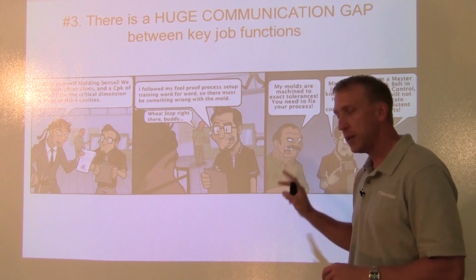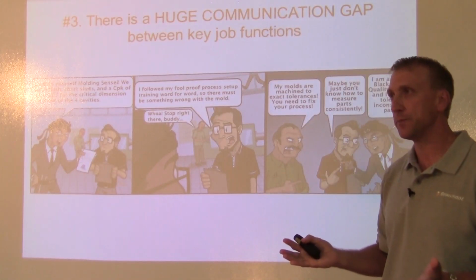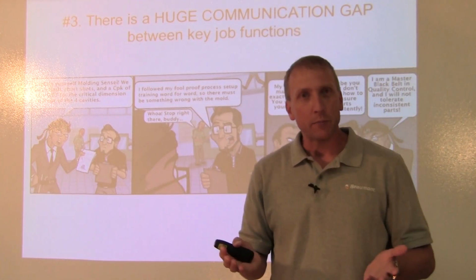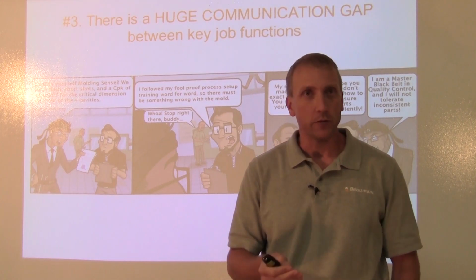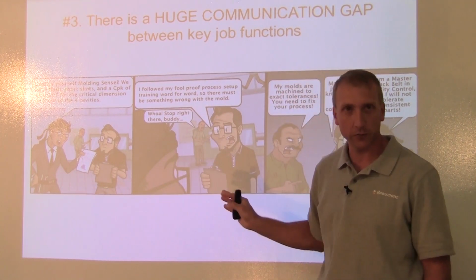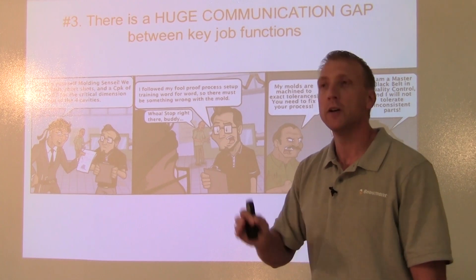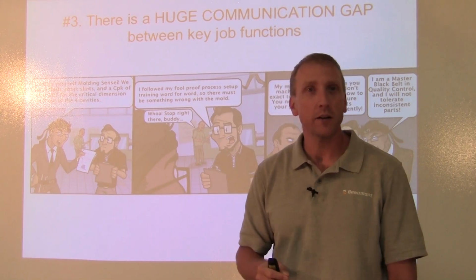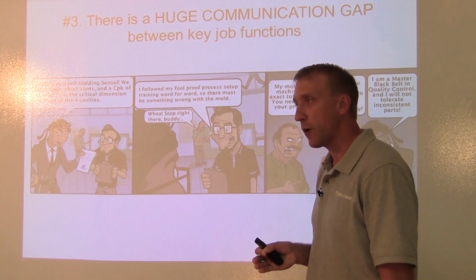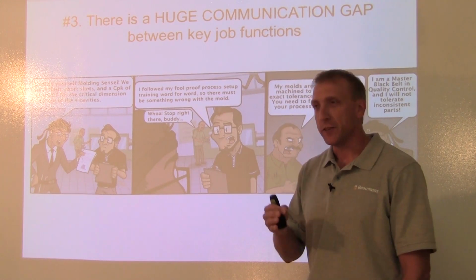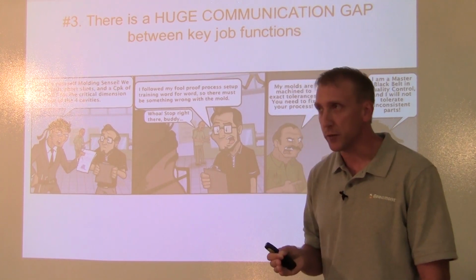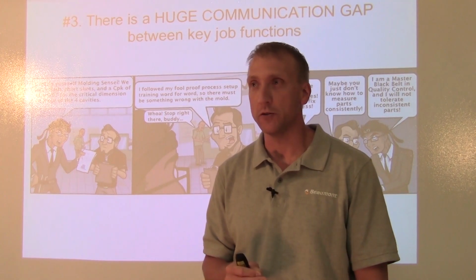Now each one of these people has a specific job function, but they all overlap in one area, and that's plastic flow. And nobody up here is talking about plastic flow. What's the first thing they jump to? The process. Why? Because we think we can fix everything with a process. But in fact, not everything can be, nor should be, fixed with a process change.